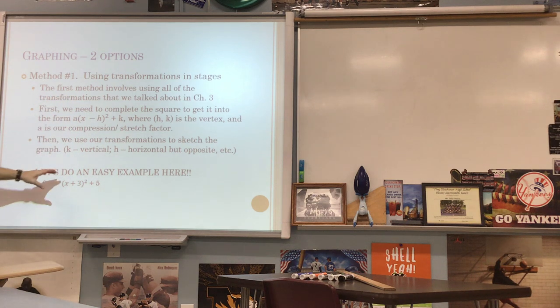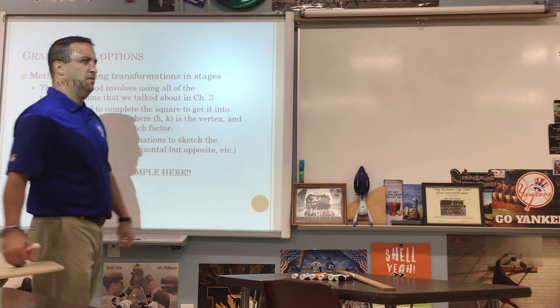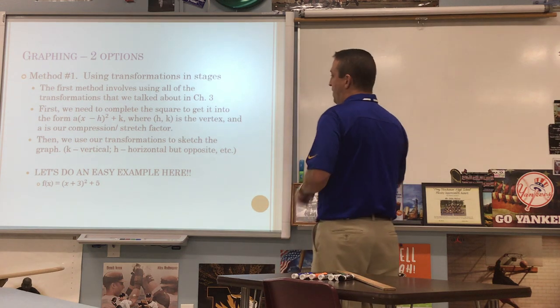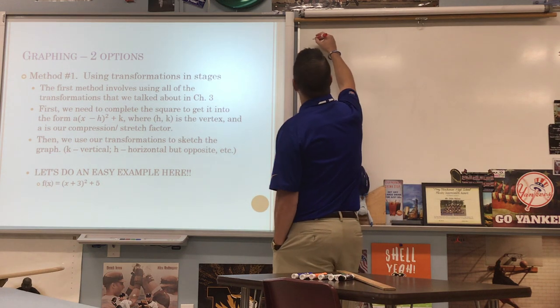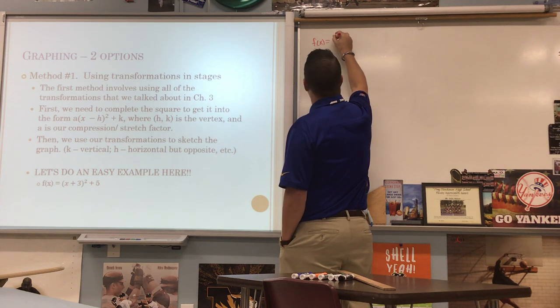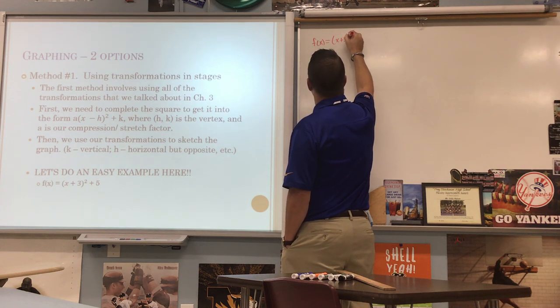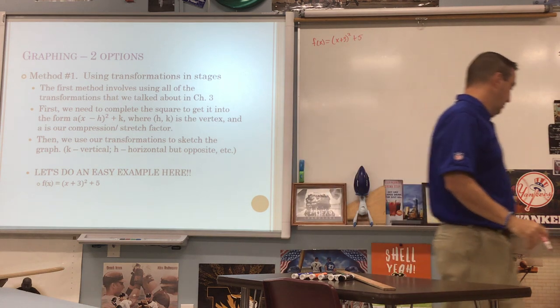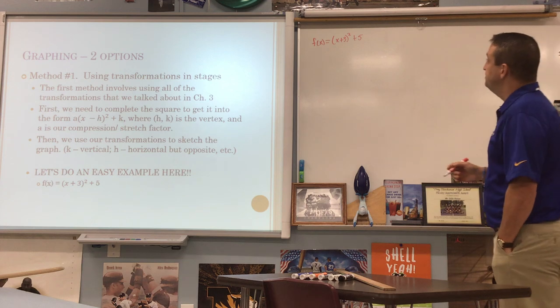It looks like this. (h, k) is my vertex, and a is our compression or stretch factor. Okay. So let's start with one that's already in that form and just talk about how to do that. And then we'll do one that's a little bit tougher, and you'll see why maybe for some people this method is not their favorite, because it's a little bit more involved when you actually have to complete the square and get it into vertex form. Not everybody loves that. So we'll start with one that's easy. If it's already in this vertex form, how do I graph it?